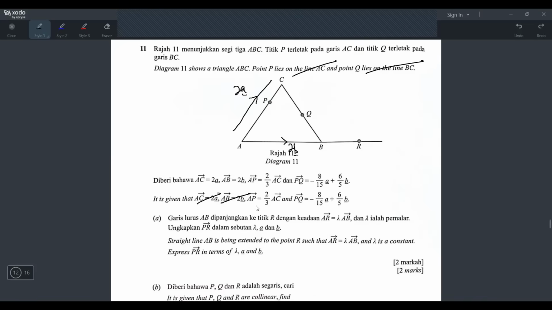AP is 2 over 3 AC. This one is the ratio. And how do we read it? AP ratio is 2, AC ratio is 3. So AP ratio is 2, AC is 3, which means this is 1. For those who ask, sir, how do you know?